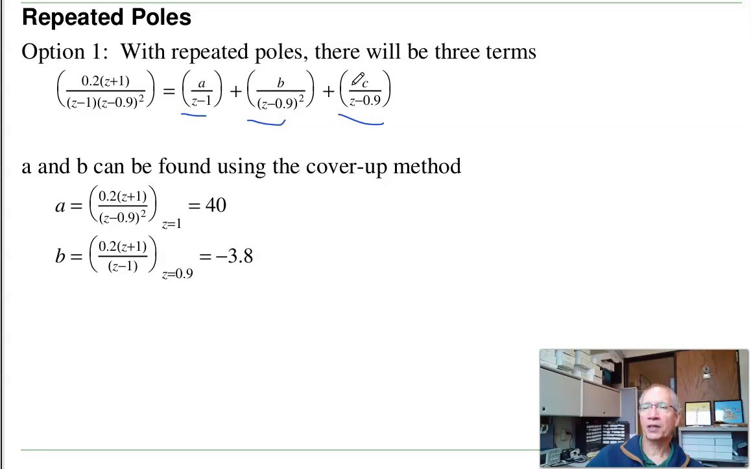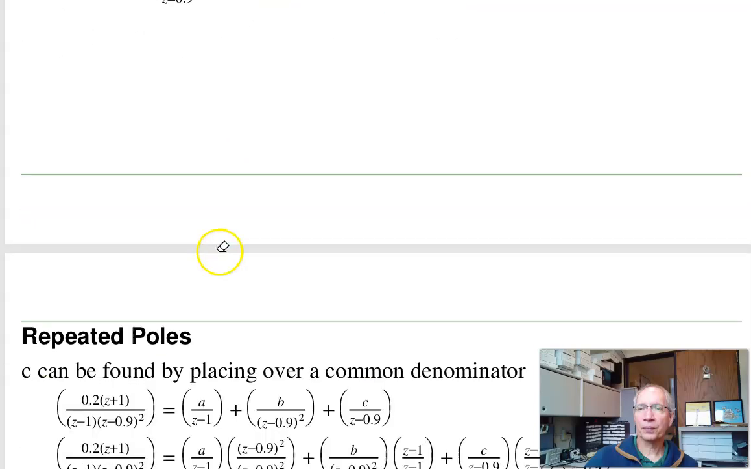A and B I can find using the cover-up method. Plug in z equals 1, analyze, I get A. A is 40. If I cover up this term and plug in z equals plus 0.9, I get B. To find C, there are a couple ways to do that. What I do is place this over a common denominator and match the numerators.